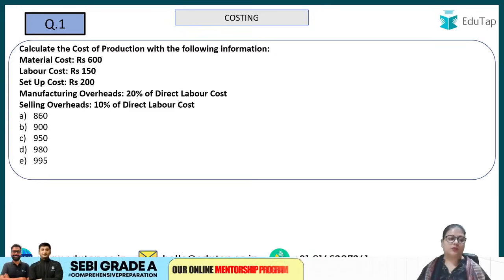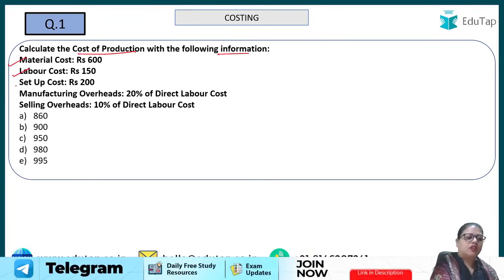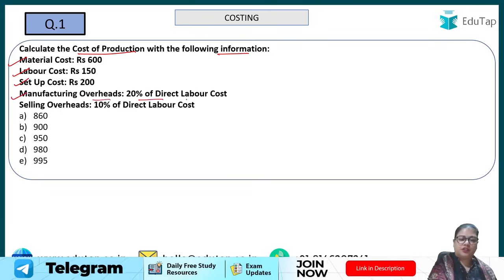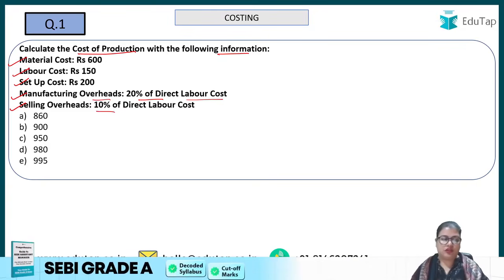So this is the question number 1, that you have to calculate the cost of production with the following information: material cost, labor cost, setup cost, manufacturing overheads is given to you 20% of the direct labor cost, and selling overheads is also given to you 10% of the direct labor cost. Now you just pause this video, try to answer this question, and then come back to the solution, right?